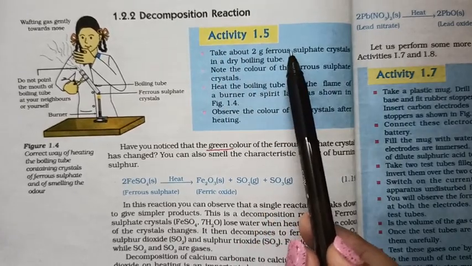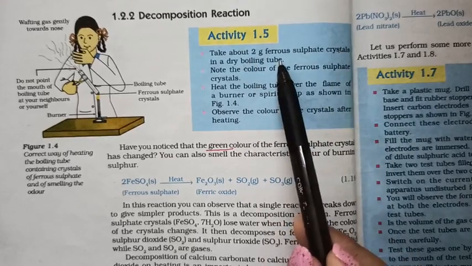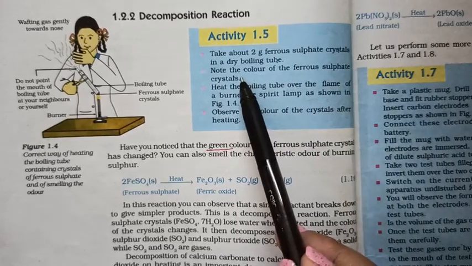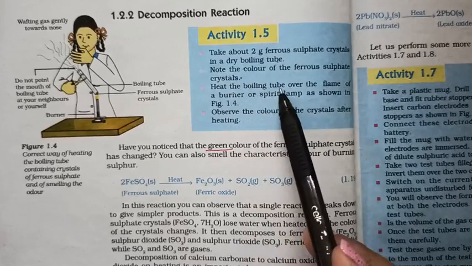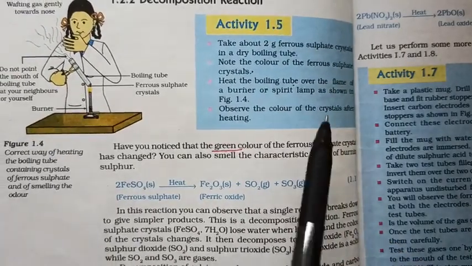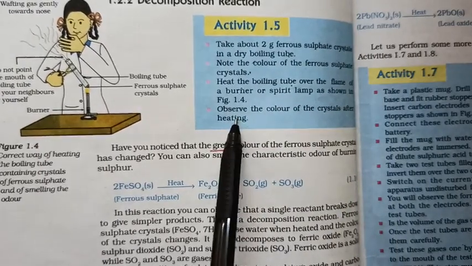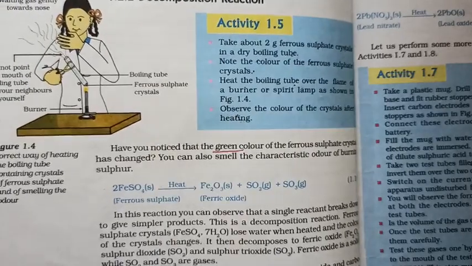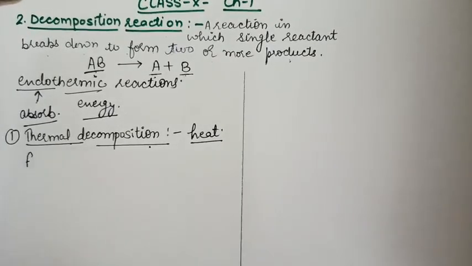See this activity that is given in your book. Take about 2 grams of ferrous sulfate crystals in a dry boiling test tube. It is a test tube. Note the color of the ferrous sulfate crystals. It is of green color, light green color. Heat the boiling tube over the flame. In this manner we are heating it. Observe the color of the crystals after heating. What are the observations of this reaction that we will discuss? It is saying to heat the ferrous sulfate crystals.